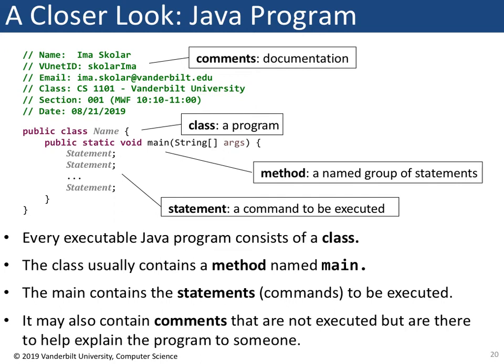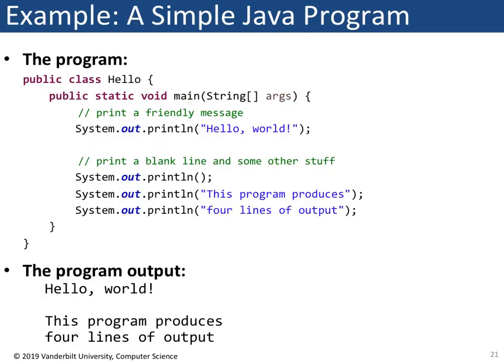And then along with the statements, there may also be comments that are written in to document what a group of statements is intended to accomplish. Let's look at another program. So we have a Java executable program. If it's executable, that means it must contain a class. The class is named hello, and inside that class we have a method called main.